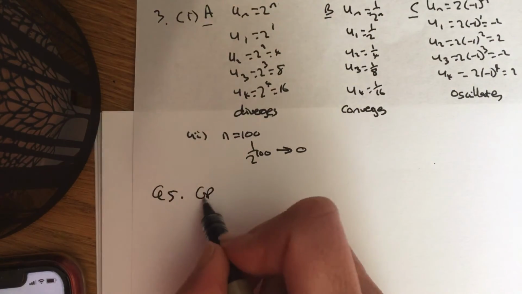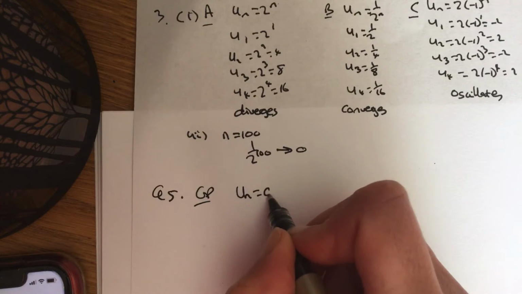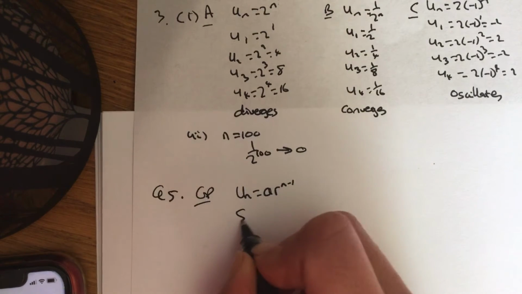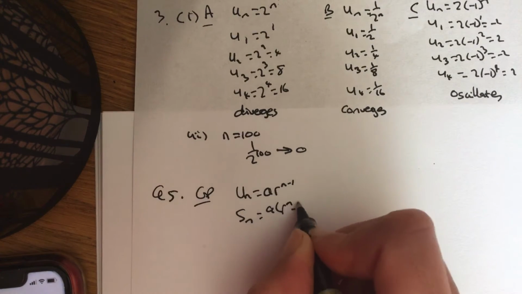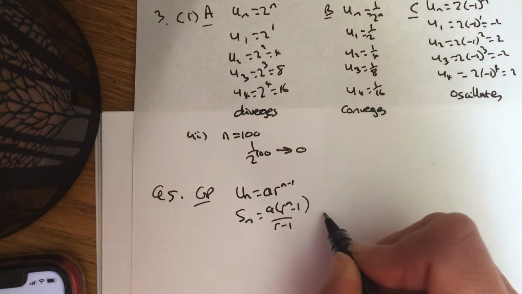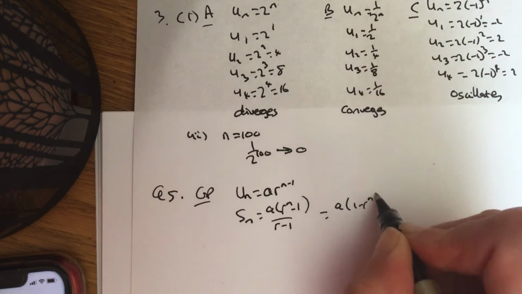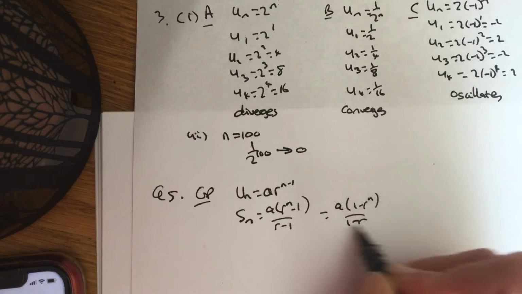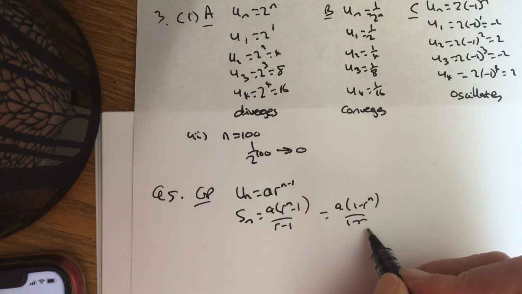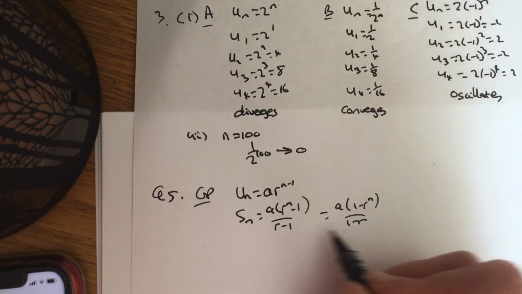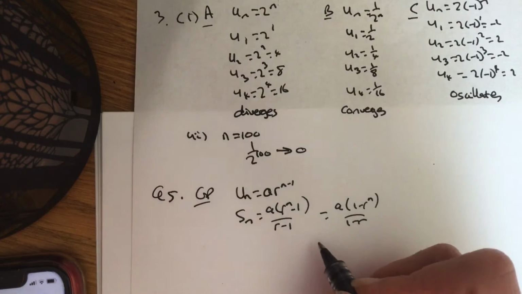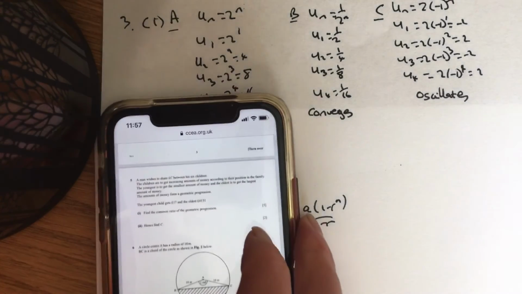So GP. The term formula Un is ar^(n-1). Sn is a(r^n minus 1) over r minus 1, or the other way around. I tend to use this one if r is beneath 1 or between 1 and minus 1, and use this one if r is bigger than 1. So let's read on with the question.